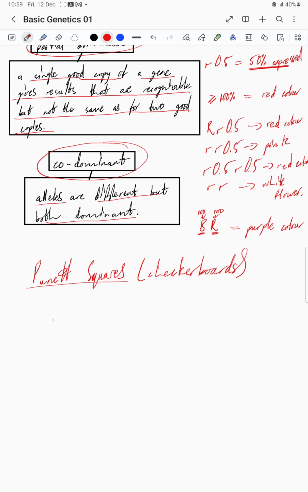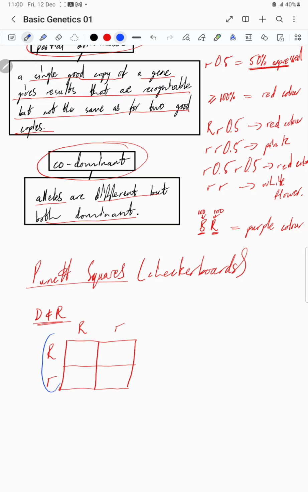So the Punnett square, let's start with dominant and recessive alleles. So let's say we have a dominant wild type and a recessive wild type. And then we draw a box here. So this on the x-axis and the y-axis, these are the gametes. So we have the R gametes and a small letter r, a dominant allele and a recessive allele.